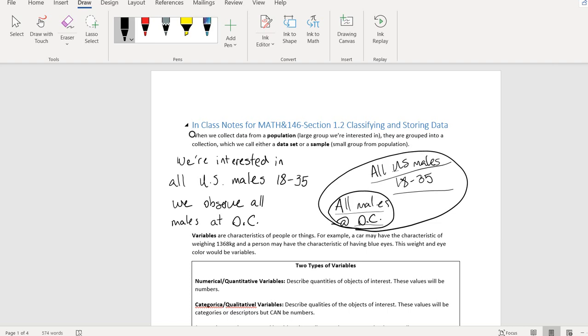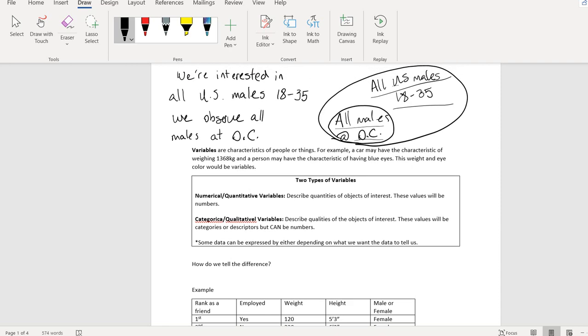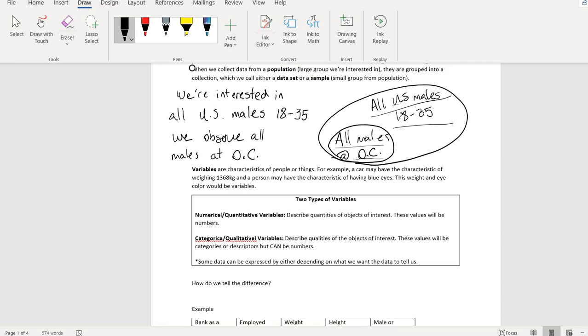Okay. The next thing we're going to be looking at is something called a variable. So a variable is a characteristic of people or things. So for example, a car can have the characteristic of weighing a certain amount, and a person might have the characteristic of having blue eyes. So in this example, if we wanted to include a variable, let's say we're interested in, well, you can't just be interested in every single aspect of a U.S. male. Let's say we're interested in the height. That would be a characteristic. Okay, so that would be a variable.